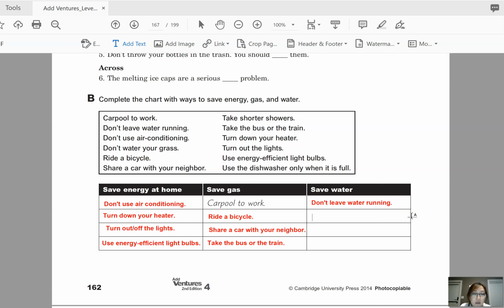And then, don't water your grass. Just let the rain do it. And then take shorter showers. And lastly, use the dishwasher only when it is full. The same goes for laundry. You can say, use the washing machine only when you have a full load. Okay, so you can go ahead and move on to part 3 of the lesson.